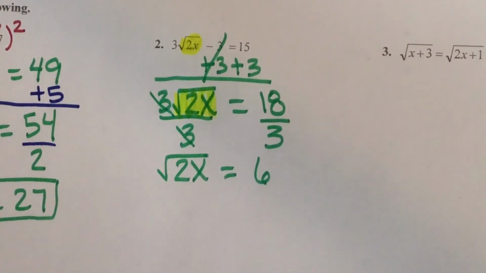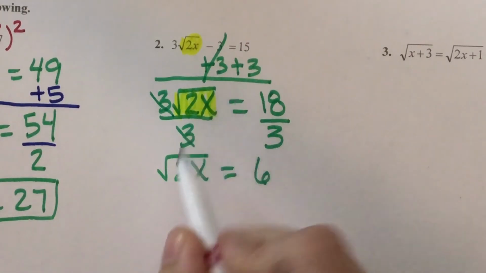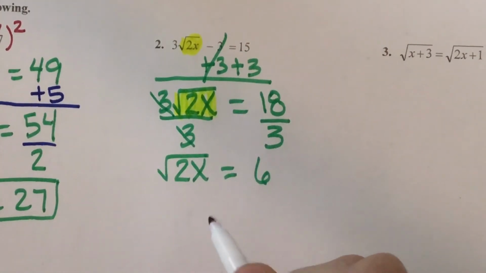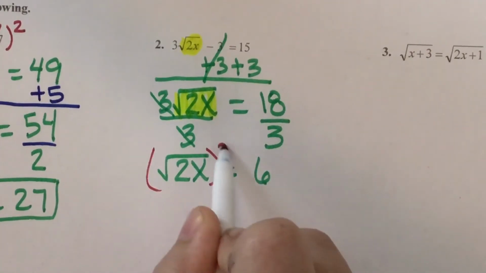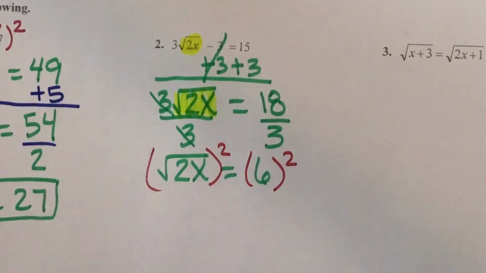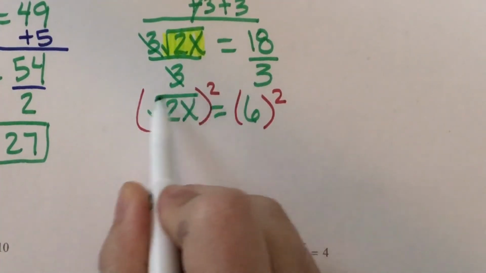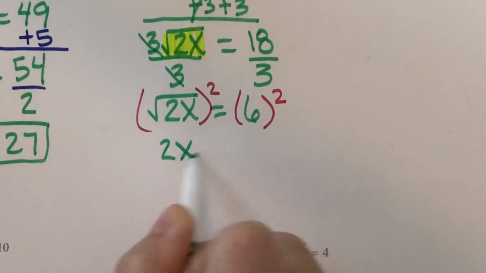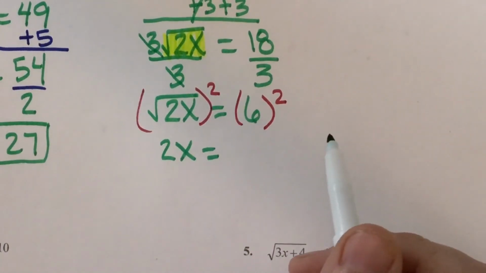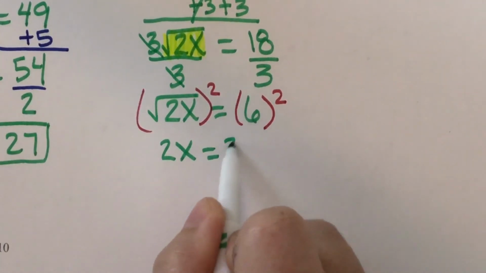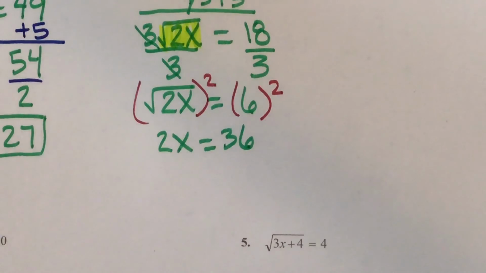6. Okay, and then to get rid of a square root, what do we do? We square. So I square the left side, which means I square the right side. On the left side, the squared and square root cancel, leaving 2x. And on the right side, what do we have? 36. 6 squared, 6 times 6.